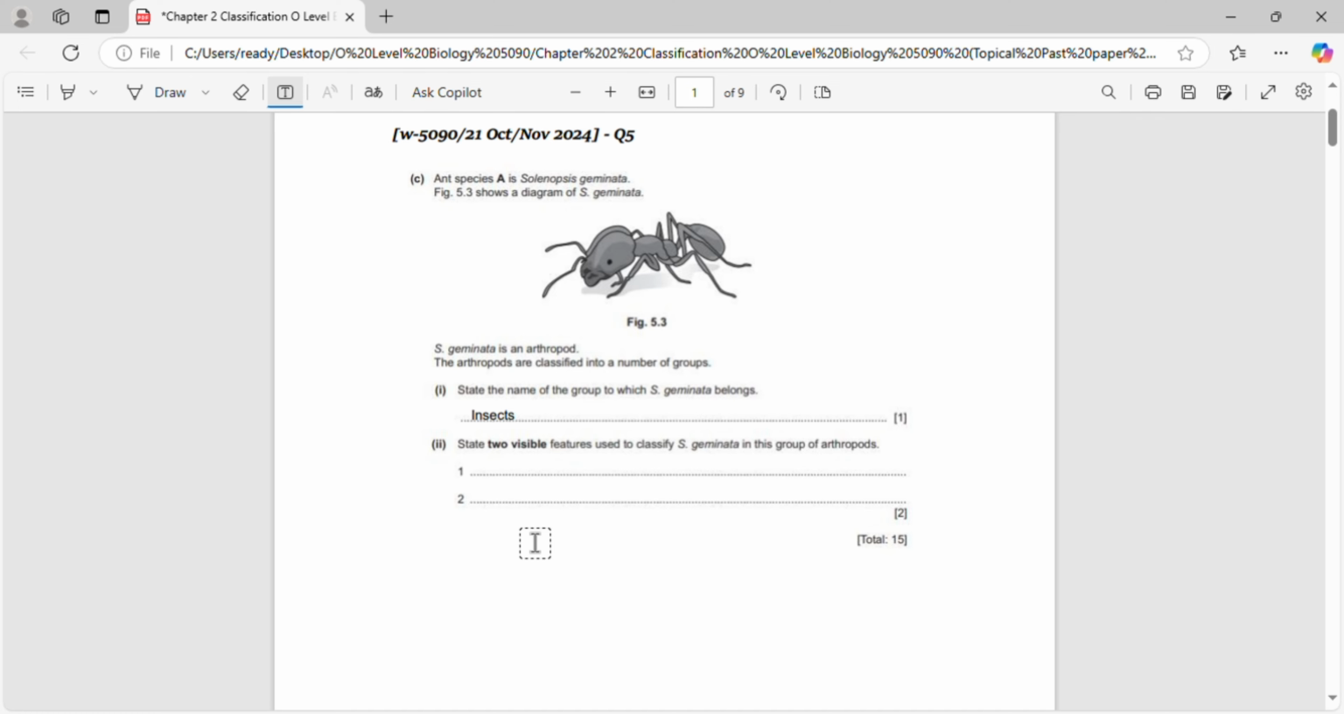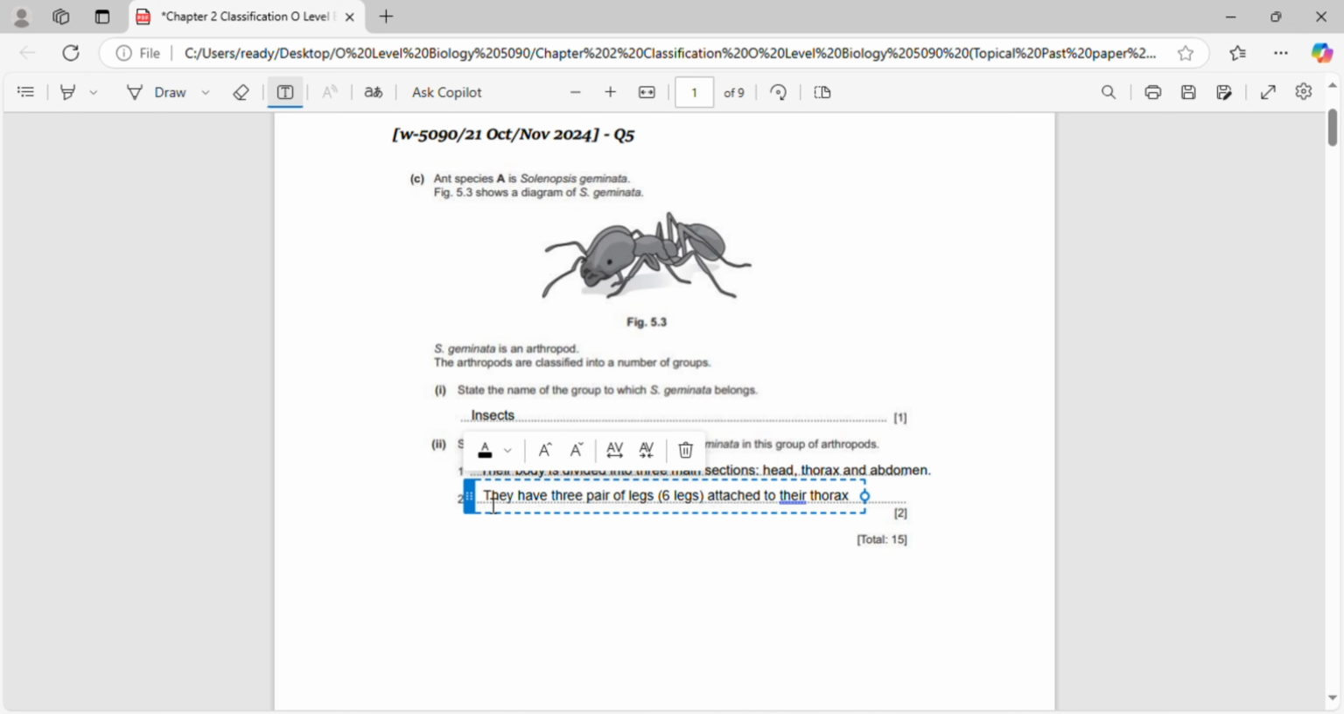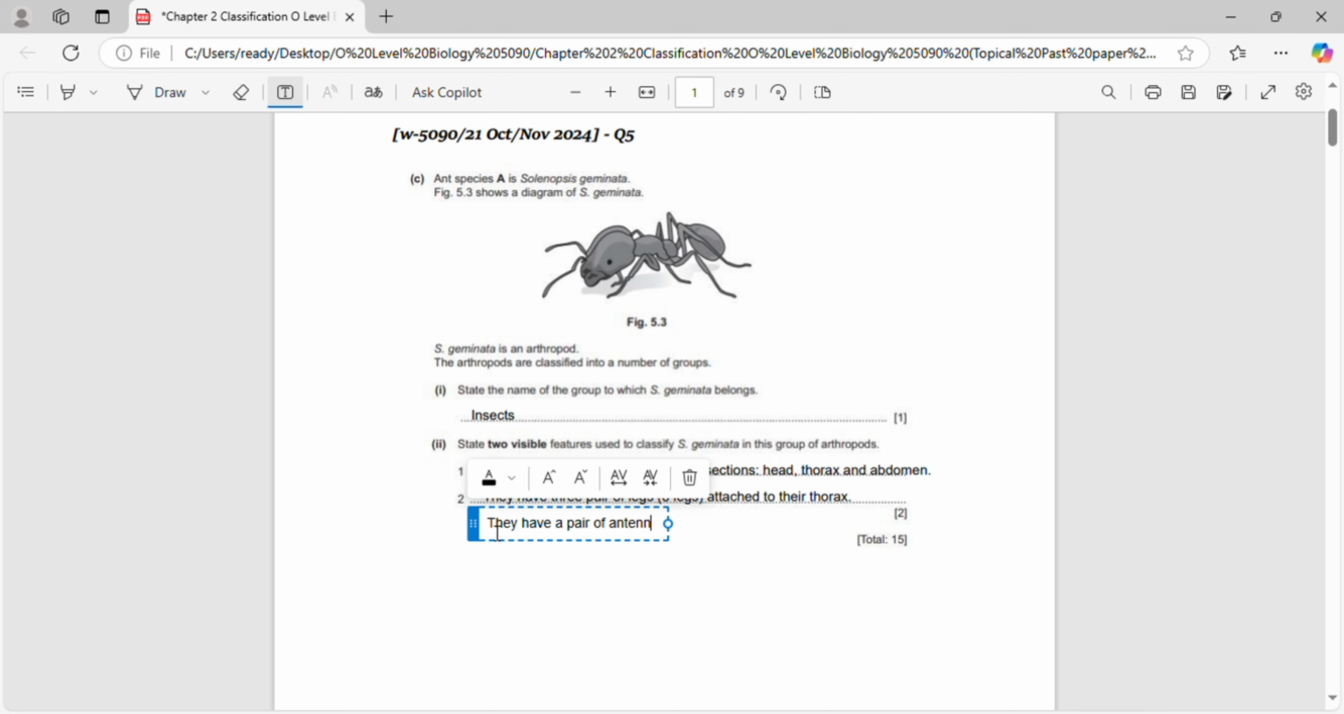Part 2 asks for two visible features that classify S. geminator as part of the insect group. The first visible feature is that their bodies are divided into three distinct parts, the head, thorax, and abdomen. The second feature is the presence of 6 legs, with 3 pairs attached to the middle part of the body, called the thorax. We will state, insects have 3 pairs of legs, totaling 6 legs, attached to the thorax. Alternatively, you could also mention that insects have 1 pair of antennae, that is, 2 antennas. Any 2 of these points will help you get full marks.